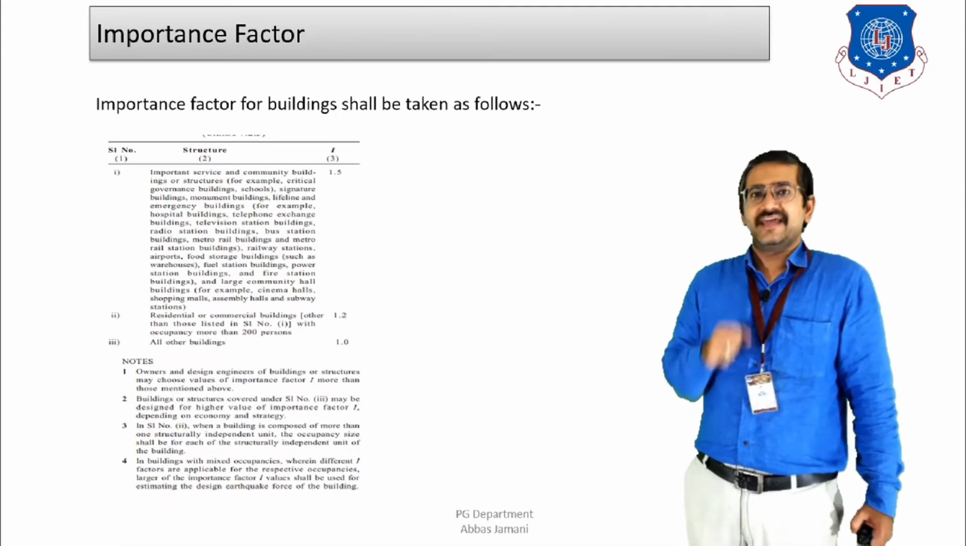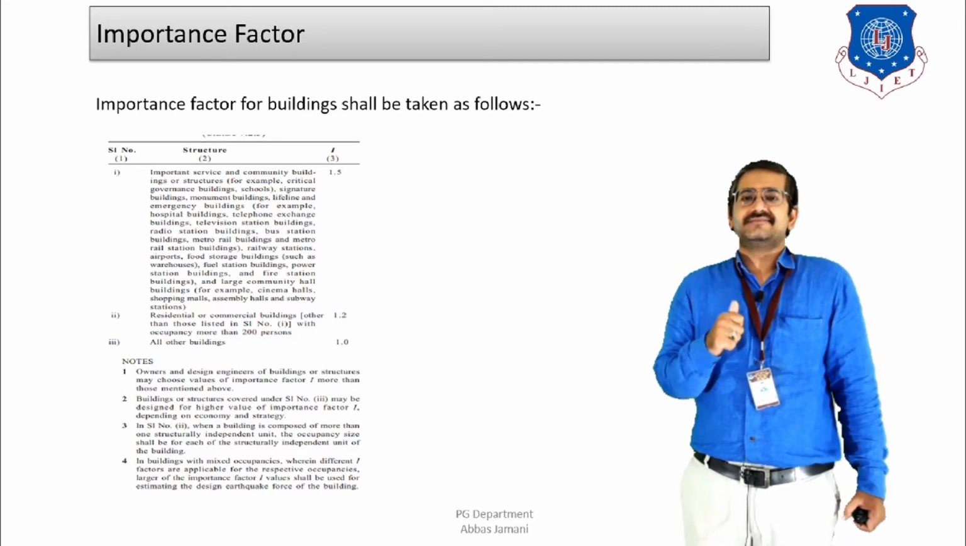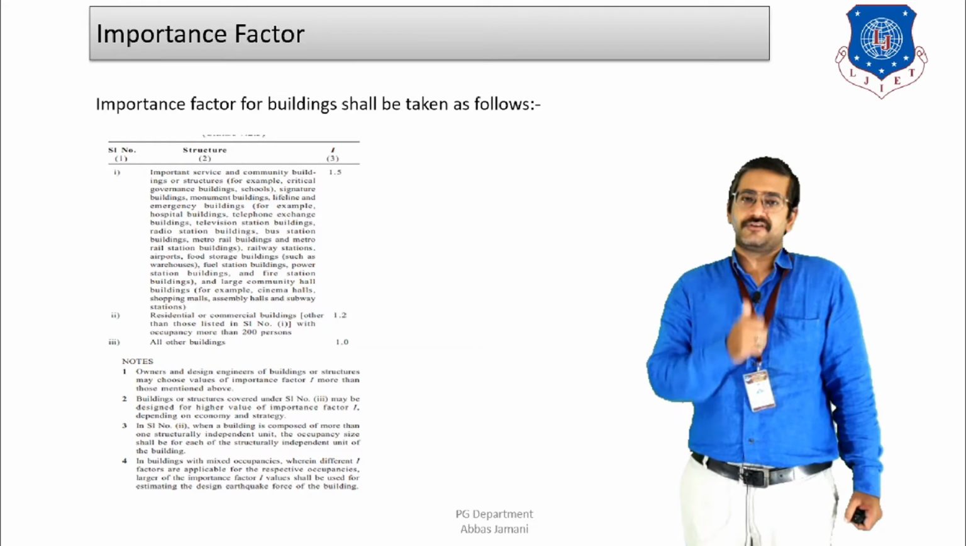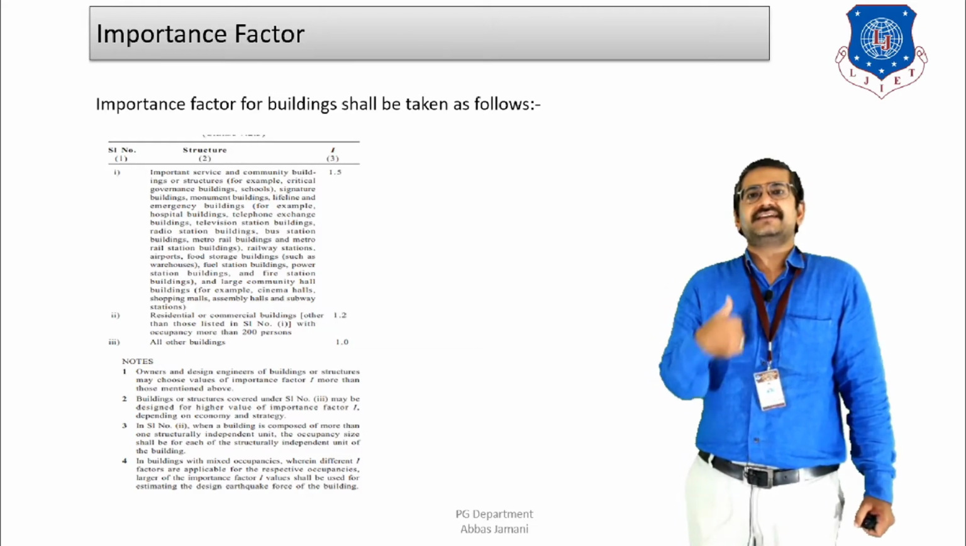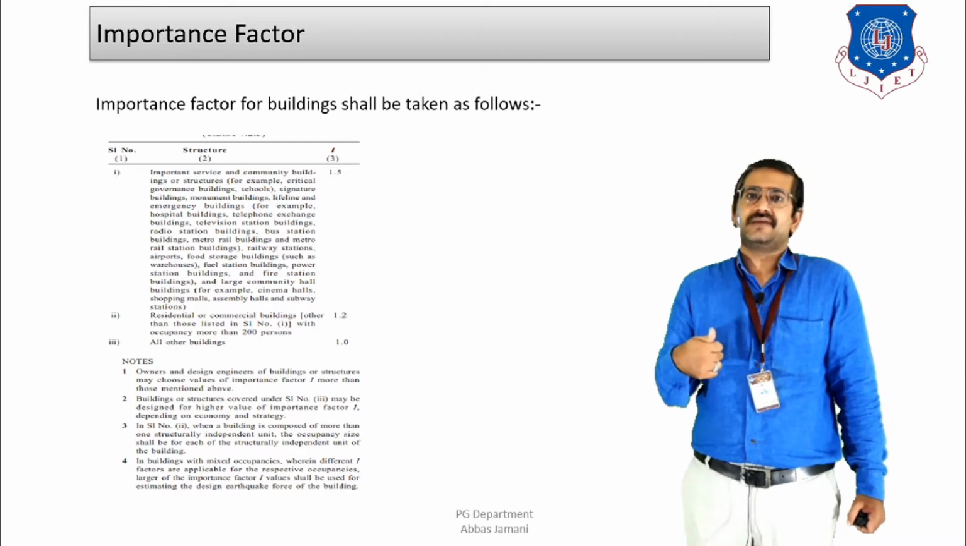So, next we come to the importance factor, that is I. We have seen that Ah is equal to ZISa by 2Rg, because if we are able to calculate Ah, then we will be able to calculate Vb from it. And when we talk about Ah, it is dependent upon the zone factor, importance factor, response reduction factor, and at the same time Sa.